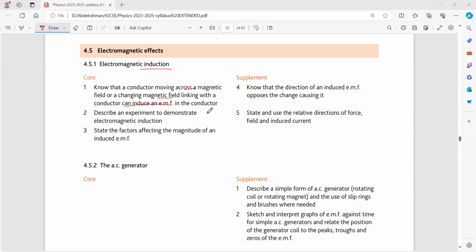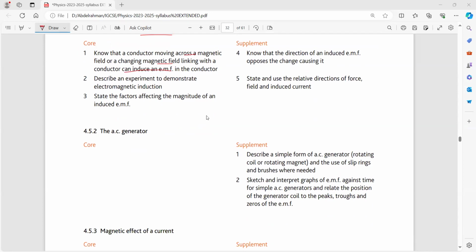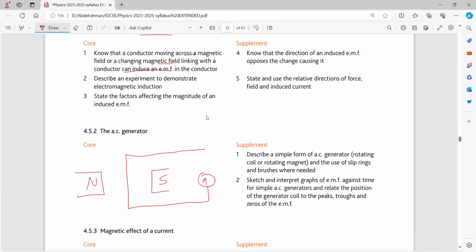Very simply, if I had a north pole and a south pole, and I had a wire inside this field, connected to a galvanometer, what will happen if I move this wire up and down? All that will happen is that it will produce an induced current. This wire will cut the magnetic field. When it cuts the magnetic field, it induces a current.